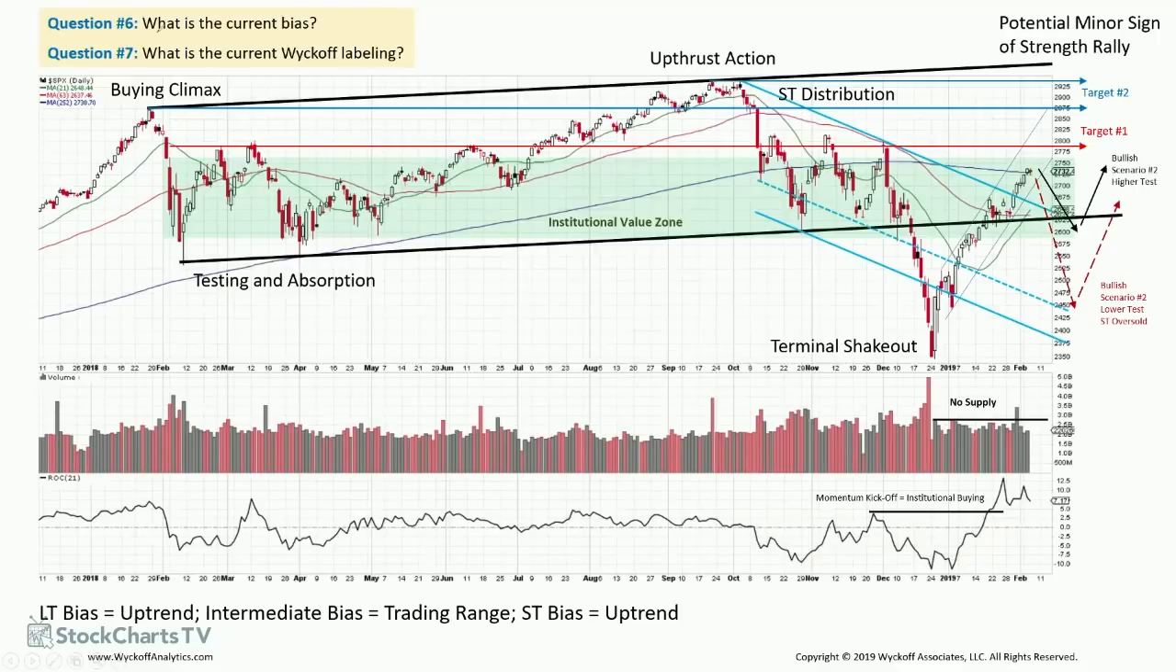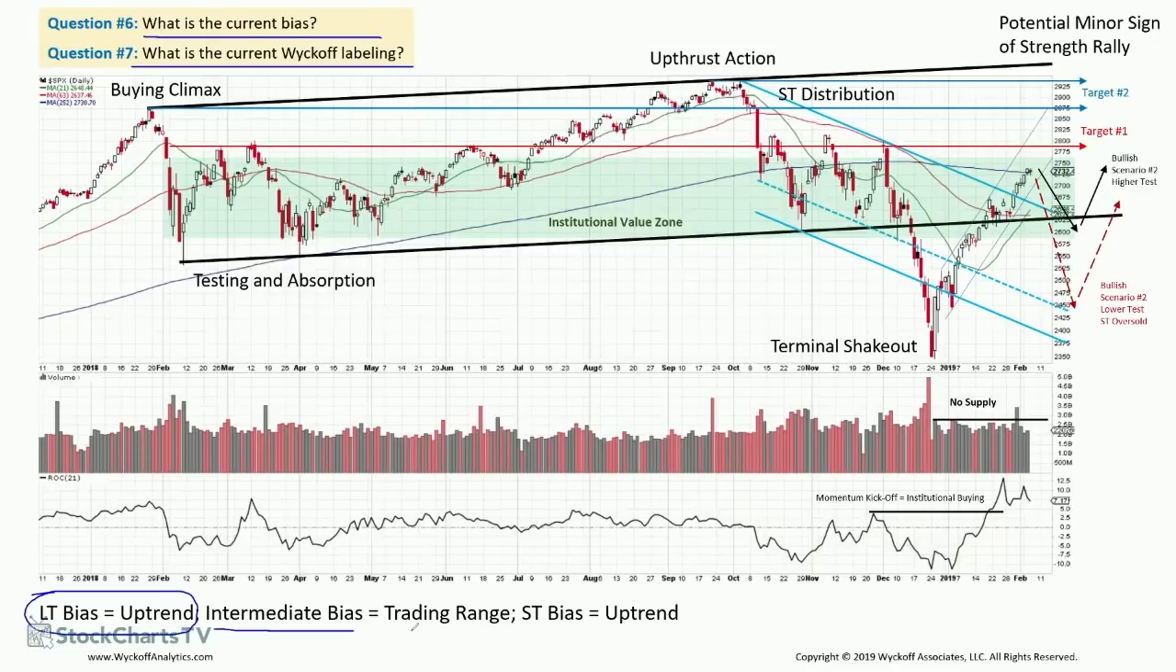So here, the questions that we need to address: what is the current bias and what is the current Wyckoff labeling? So let's start with the very long-term bias. The long-term bias, as I have shown you guys, is still up. I don't think that anybody can convince me that since the lows of 2009 we are not in the uptrend. We're still in that uptrend.